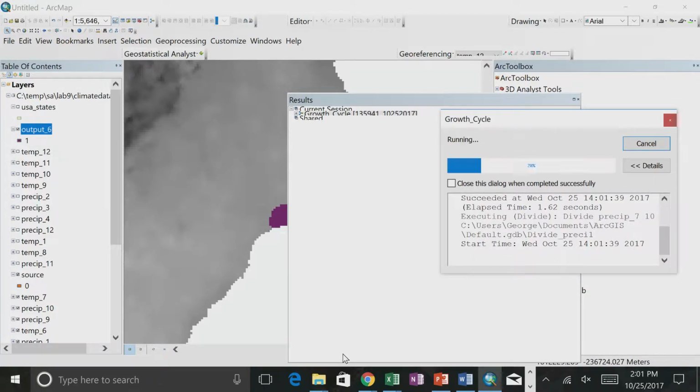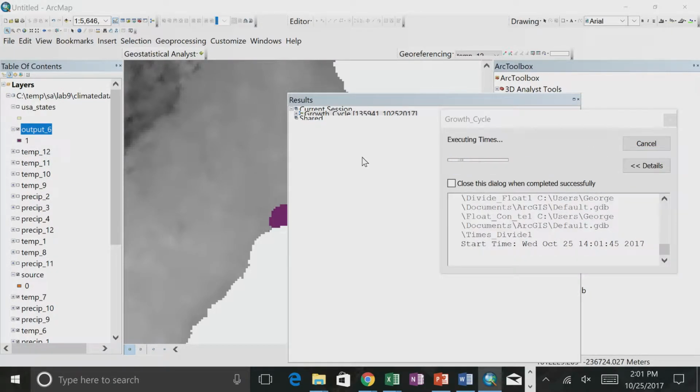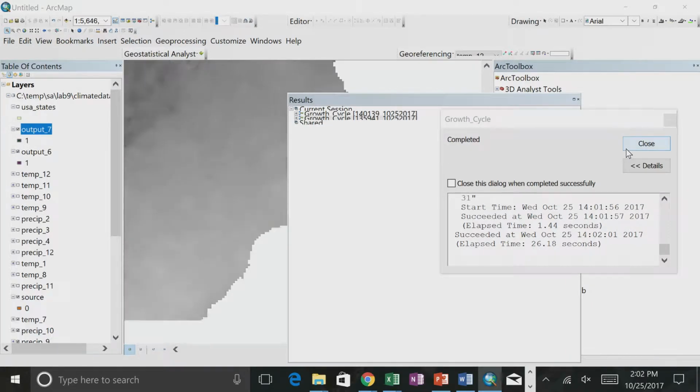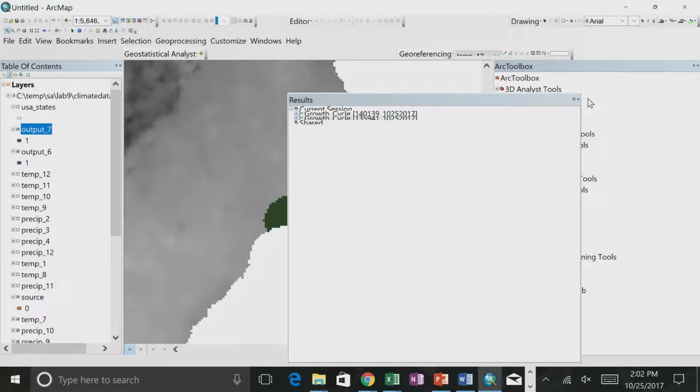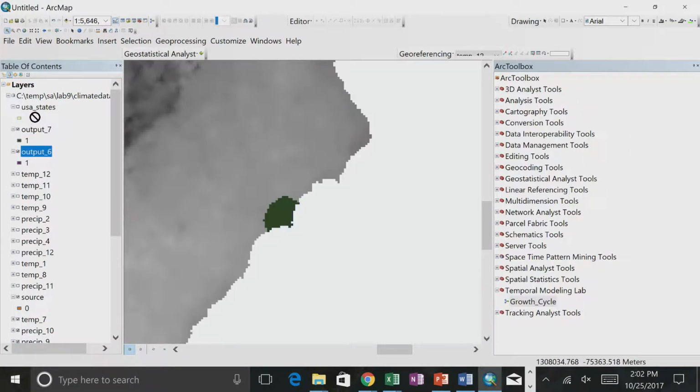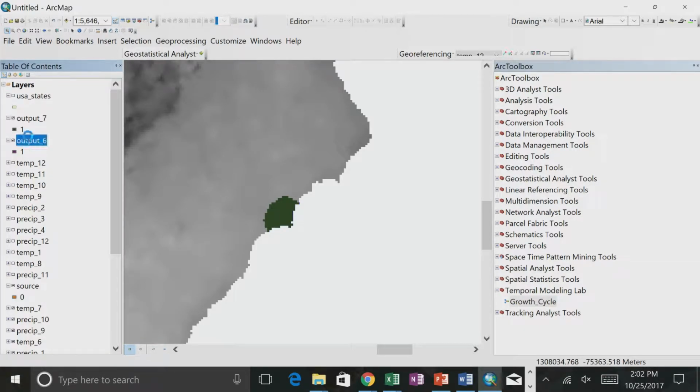And the end result, close this up, when it finishes, is going to be the next step. Output 7 is going to be the next step. All right, close that up, close this up. So see how I move 6 above 7. So 6 was the extent after June, and 7 is the extent after July.